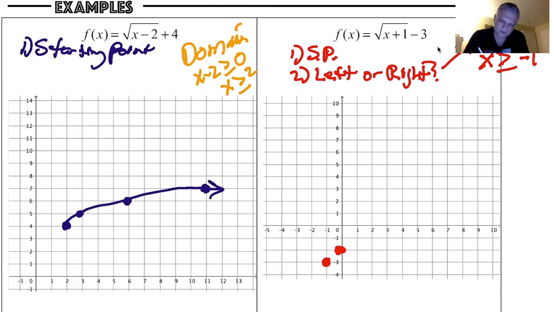Let's see if I go 1, 2, 3, 4, and up 2. And now I'm going to go 9 to the right and up 3, right to there. It's my smooth curve.